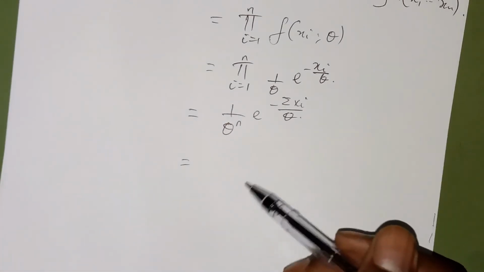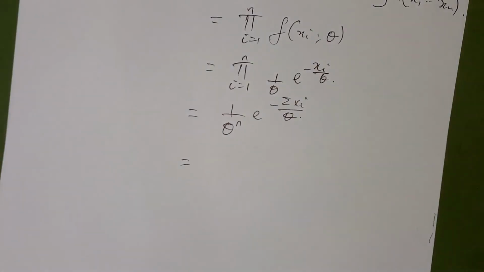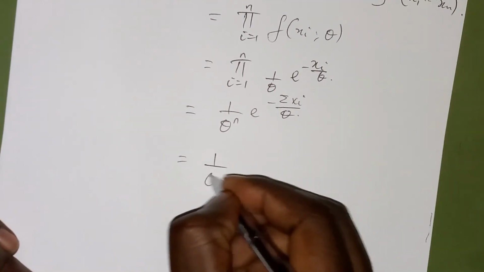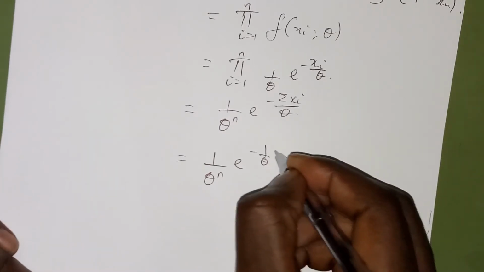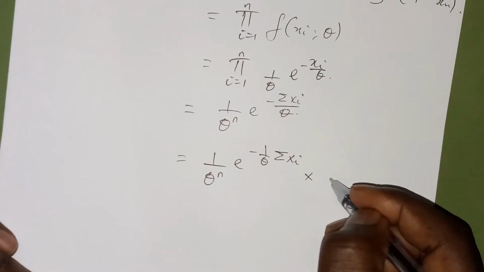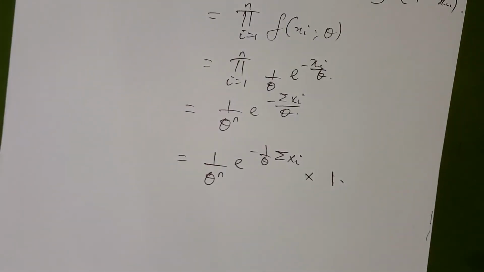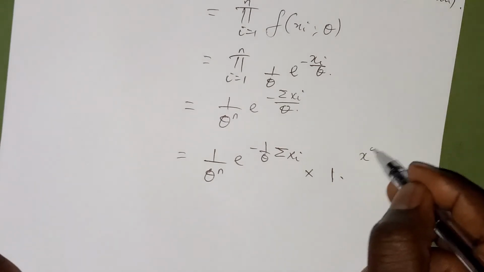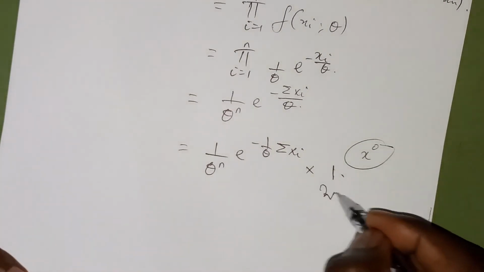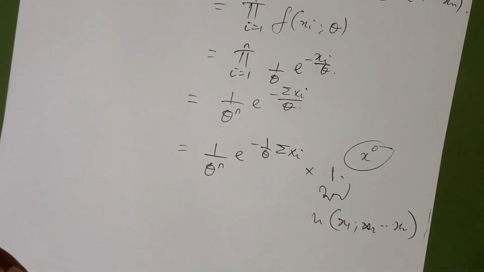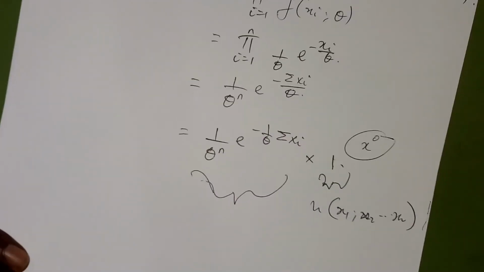So here we have this expression, but as you can see, the part of the expression which we have here depends on theta. But then we can go about it like this: e to the negative 1 over theta summation of xi, and then we can multiply this by a 1. The rules of mathematics allow us to say that this one depends on x1 through xn, because maybe it's an x to the power 0 or something, which gives us a 1. So this one is the other component, which only depends on x1 through xn, and this one is the component which depends on the parameter theta through our sufficient statistic.